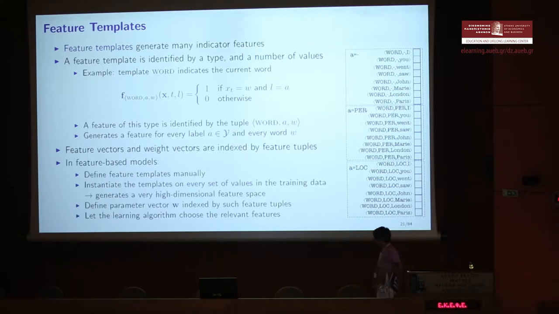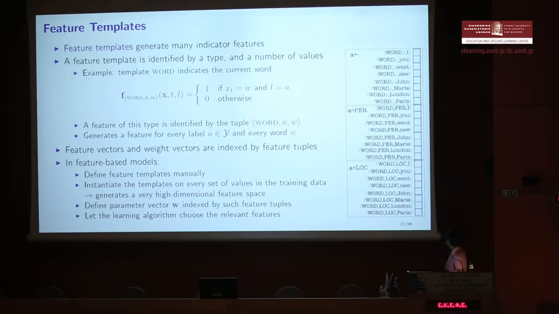So in practice, we define a feature template, and then we instantiate it on the training data, which automatically fills all of this up. Once we have all the feature vectors defined, which capture every word observed in the data with every possible label in my problem, then I have a parameter vector indexed by the same elements. This is a huge feature vector, and most of the things are completely irrelevant.